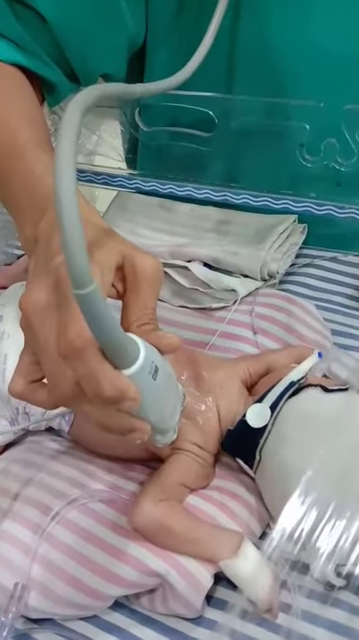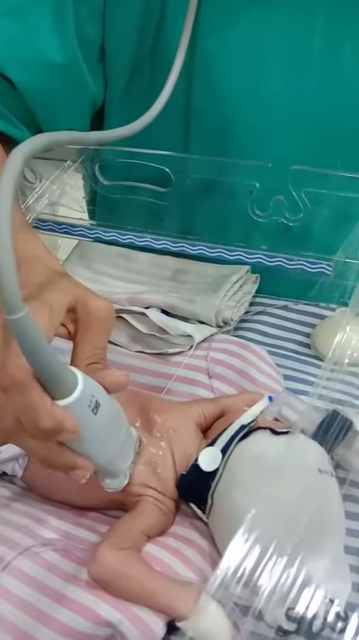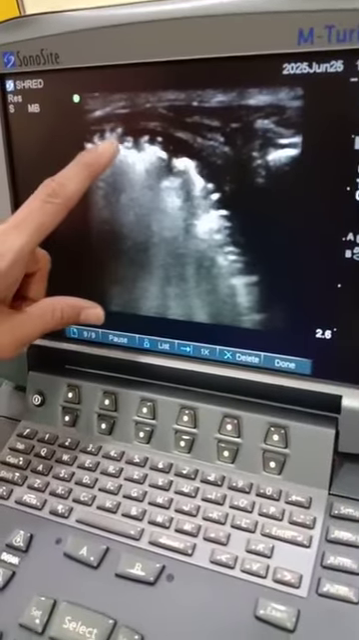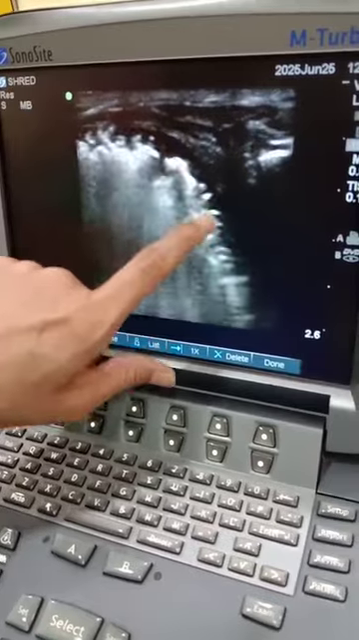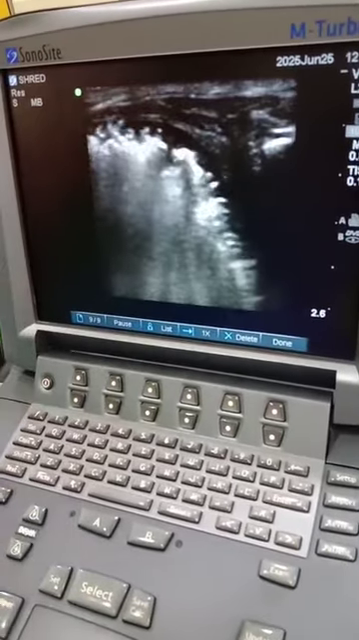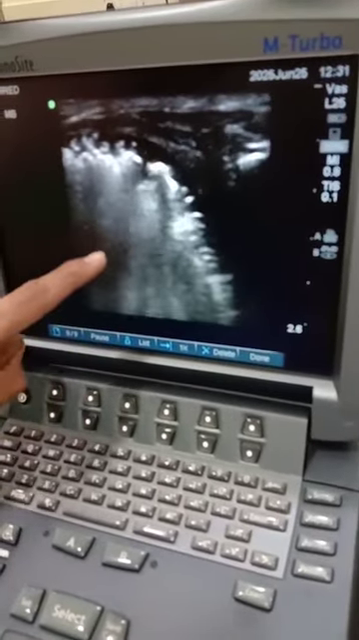This is a transverse scan. I have kept the probe horizontally on the right side in the posterior region, and look here. There are a few dynamic air bronchograms. If you can appreciate, the snowflake-like air bronchograms are moving in and out. So these are dynamic air bronchograms.